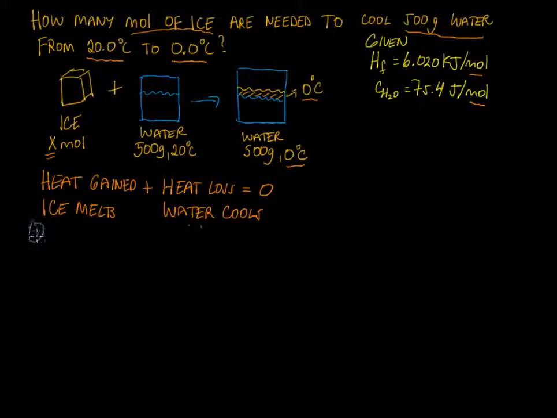I'll just call this process 1 here. The amount of heat is equal to the heat of fusion times the moles of ice. The heat of fusion is given to us up here, and the moles we just said was variable x. So it's 6.020x. For now, that's all we can really say about it. Let's take a look at the other process. We'll call this Q2.